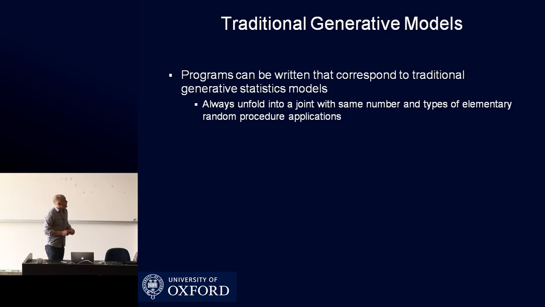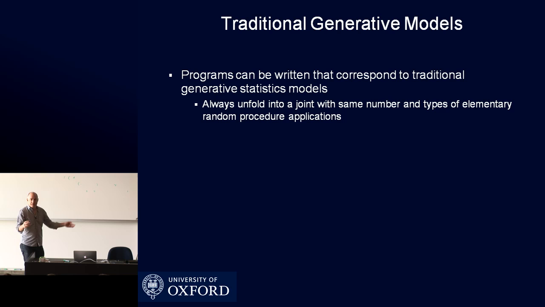Okay. Now, what's the correspondence between probabilistic programming and traditional statistical models? What are we doing here? I think the safest way to say this is that we can write programs that correspond to traditional generative statistical models, that always unfold in every possible execution path, no matter what the stochastic choices made in the program are, into the exact same sequence of conditional distributions as the traditional generative statistical model. So if you want to write a program that corresponds to an HMM, right?